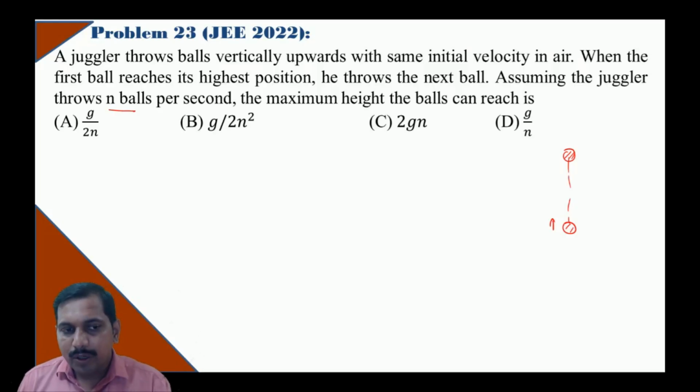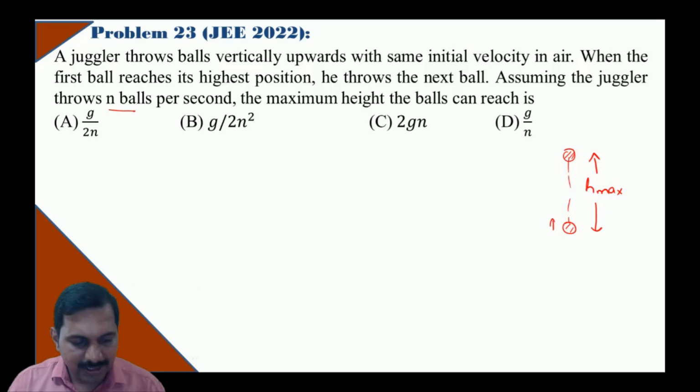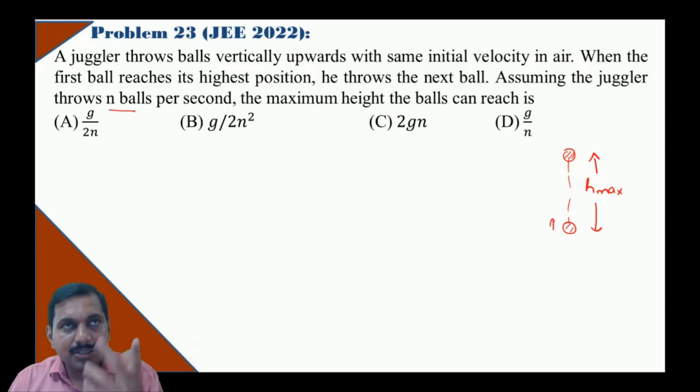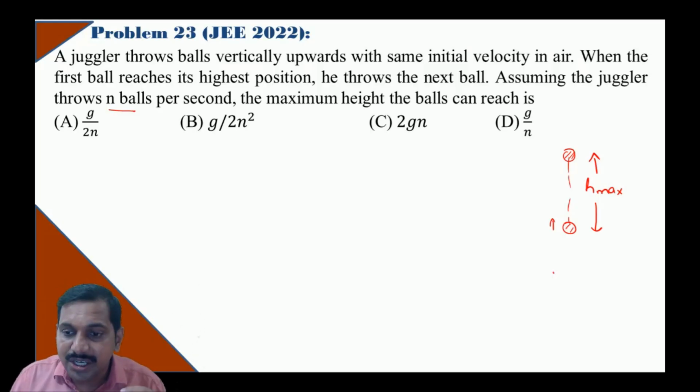Now consider this distance h max as the height to which he can throw the ball. The question you may ask is, if a ball is thrown with a particular velocity, it will reach the same height. What is maximum here? Maximum, because it has a constraint of time. The constraint of time here is that he throws n balls per second.